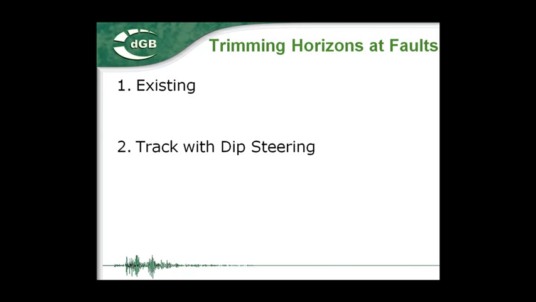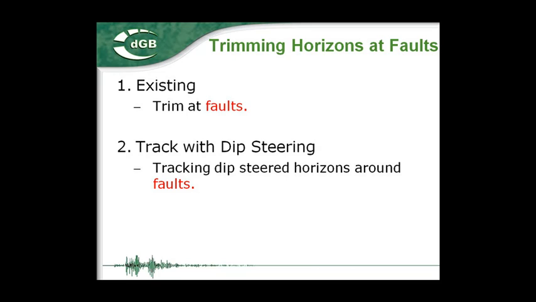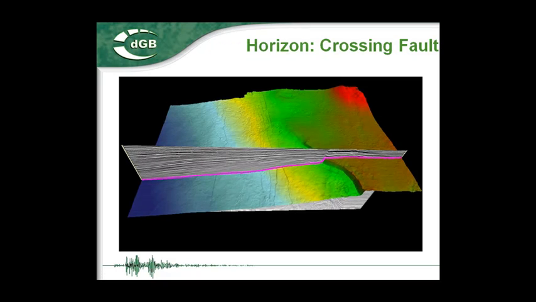Now if you do have existing horizons and you have faults, you need to trim your horizons at faults. And if you don't have horizons and you want to track them using the HorizonCube with the dip steering, all you have to do is assign a fault, and you can automatically track your dip-steered horizons around the faults. But as I was saying, if you have existing horizons, you can trim them at the faults using a tool available in the HorizonCube. Now this is an example of a horizon where you see the fault is clearly going through right here, but it's connected.